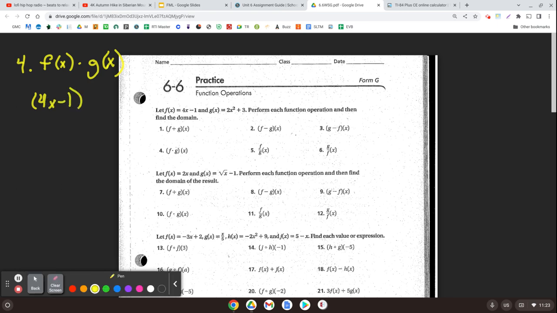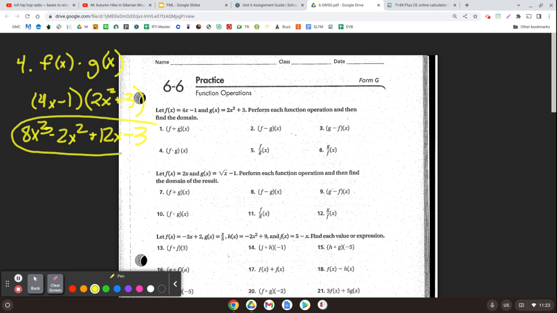4x minus 1 times 2x squared plus 3. Okay, we got to do first, outside, inside, last. So 8x squared. I'll do the inside next. Minus 8x cubed minus 2x squared outside plus 12x and then minus 3. So that's how you would do that one.